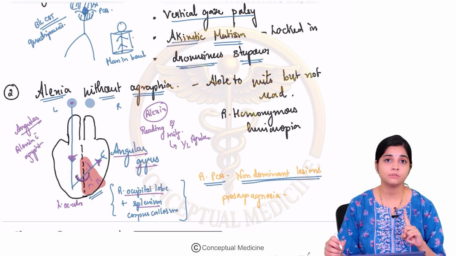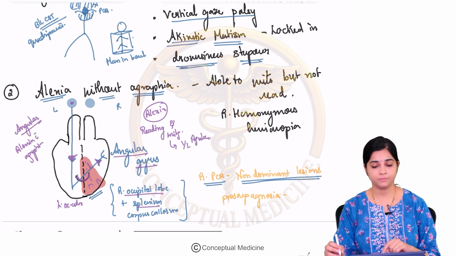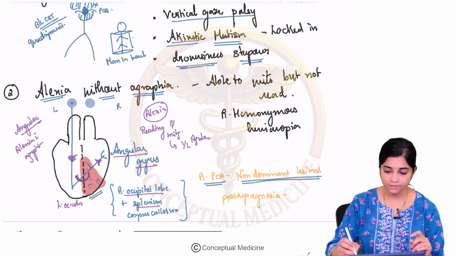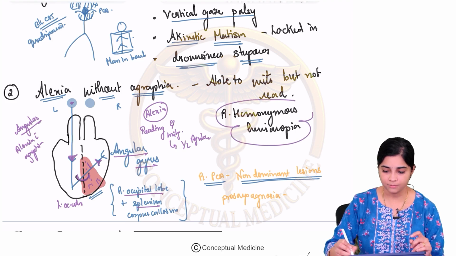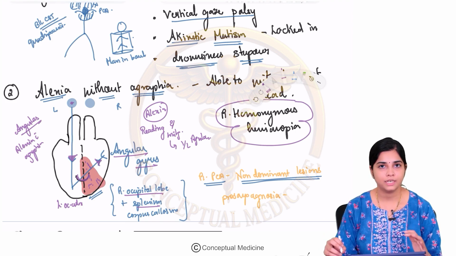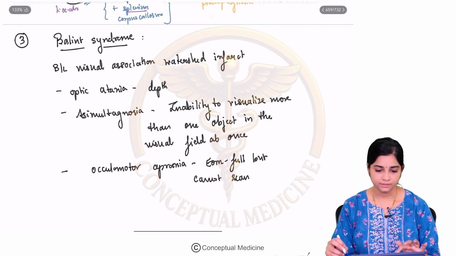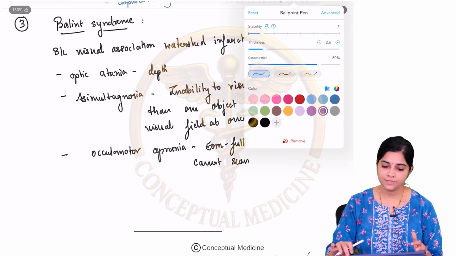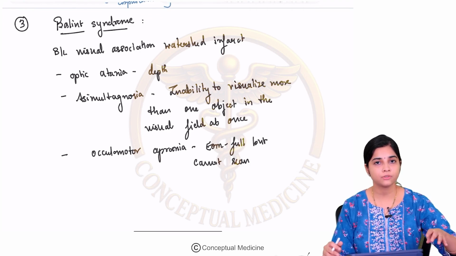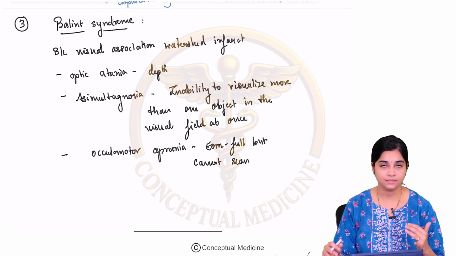So alexia without agraphia is your right occipital lobe plus splenium of the corpus callosum. And a very important associated feature is a right-sided homonymous hemianopia with macular sparing. Clear? So this is your alexia without agraphia. Then the other characteristic named syndrome that we should know is Balint syndrome. We have two syndromes, one of which is Balint syndrome.